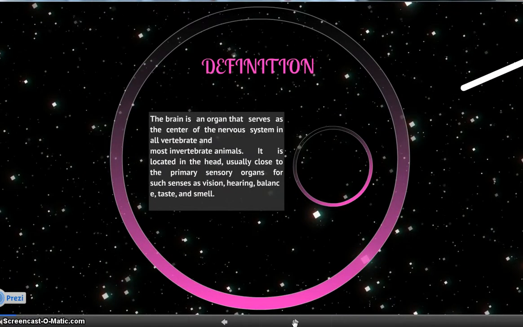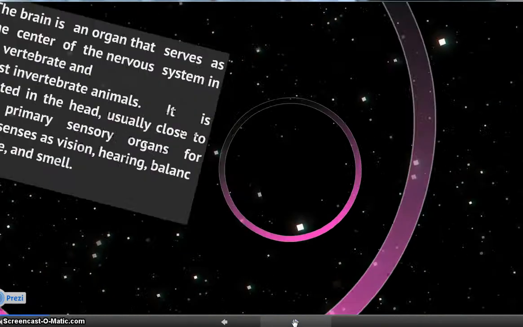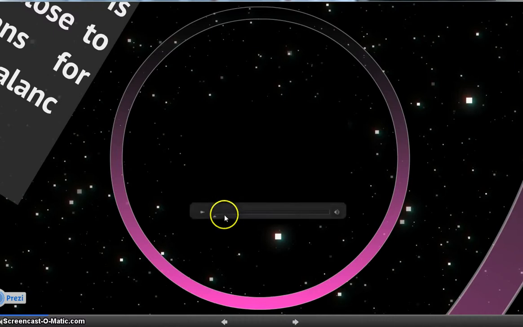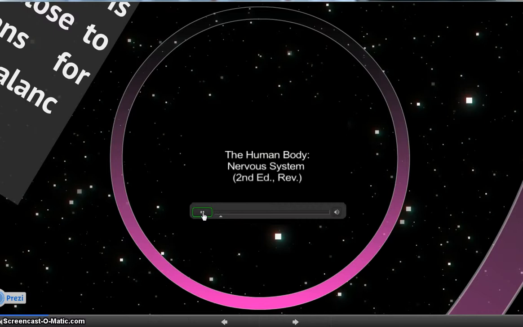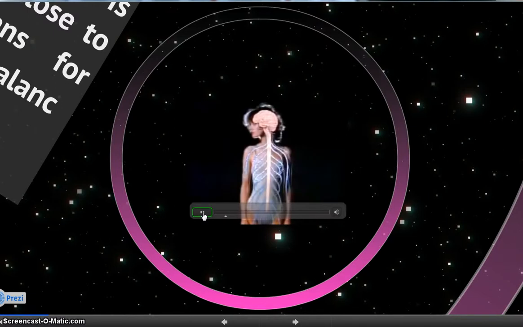Definition: the brain is an organ that serves as the center of the nervous system in all vertebrate and most invertebrate animals. It is located in the head, usually close to the primary sensory organs. The nervous system, the brain, spinal cord, and nerves, is a living communications network, carrying various kinds of messages to and from the different parts of your body.